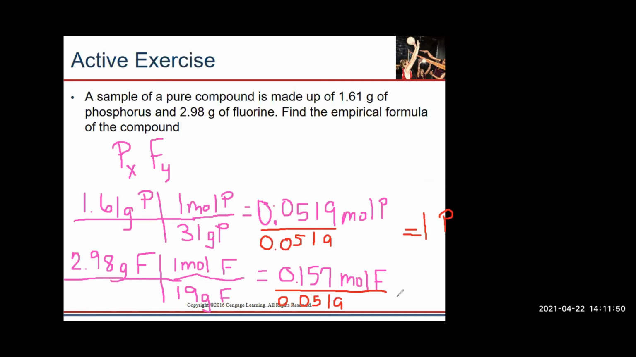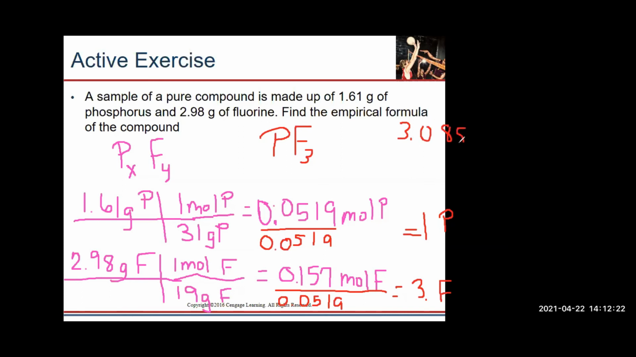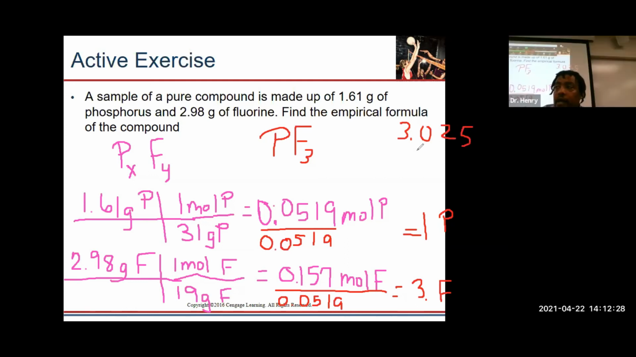3.025. Okay, and we know that those subscripts can only be a whole number, so it's 3.025, so 3. So then my chemical formula is PF3. Now, this is going to be important. The actual number that we got was 3.025, right? So we can easily round that to a whole number of 3 without being a big problem.